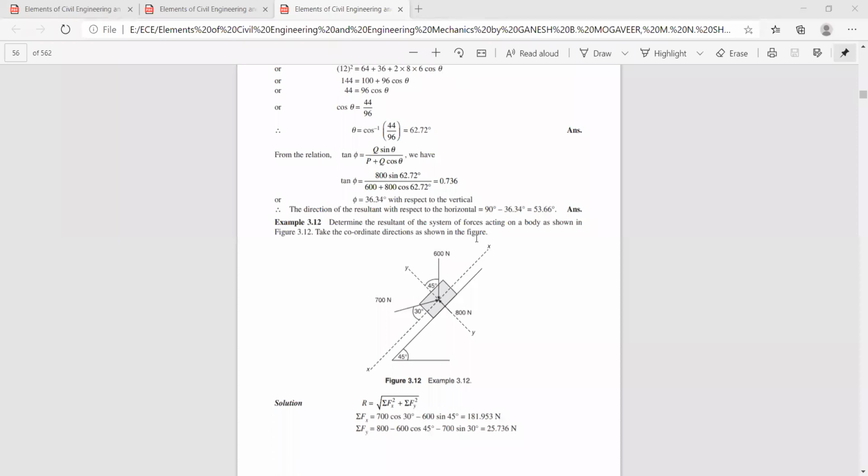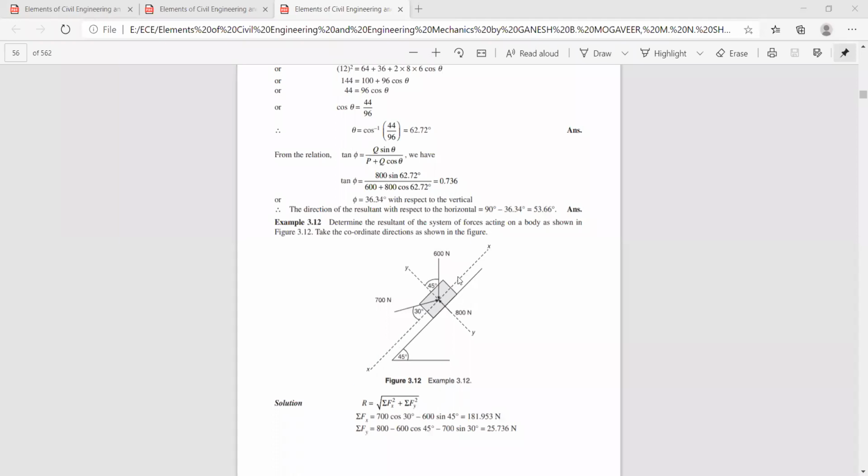So last class we discussed this problem. There is a block resting on an inclined plane, subjected to forces of 700 Newton and 800 Newton, and the weight of the block acts vertically downwards. The angle of inclination of the plane with respect to horizontal is 45 degrees. Whenever you have problems of this kind, a body resting on an inclined plane and subjected to forces, you need to select the reference axis.